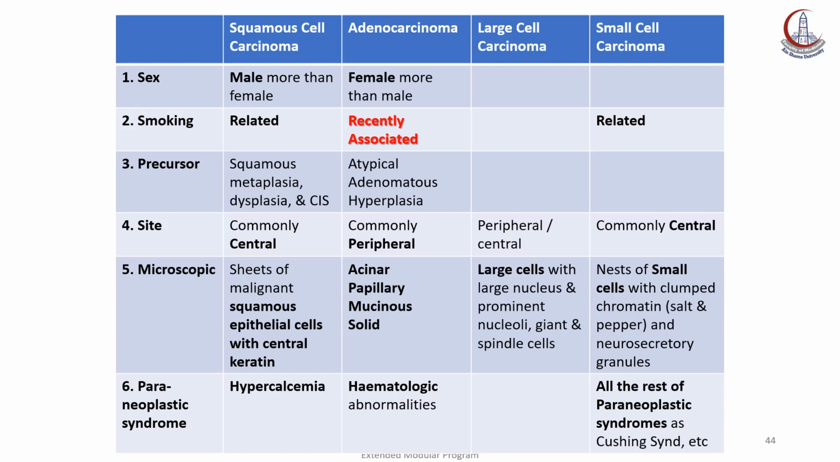Paraneoplastic syndrome can occur in the squamous cell carcinoma in the form of hypercalcemia, in adenocarcinoma in the form of hematologic abnormalities, no specific paraneoplastic syndrome for large cell carcinoma. All the rest of paraneoplastic syndromes can occur in small cell carcinoma like Cushing syndrome and others.